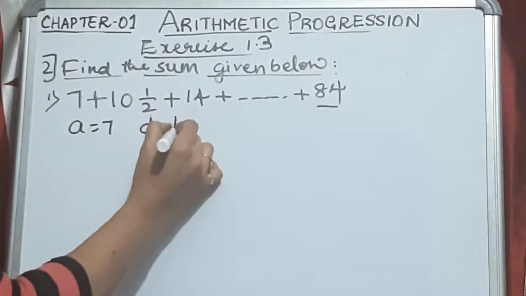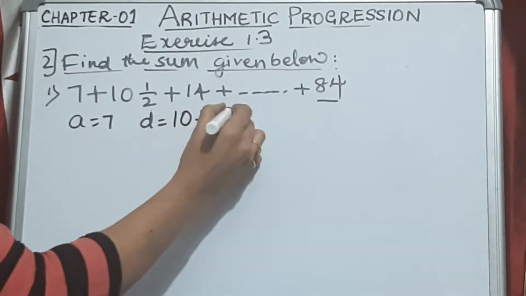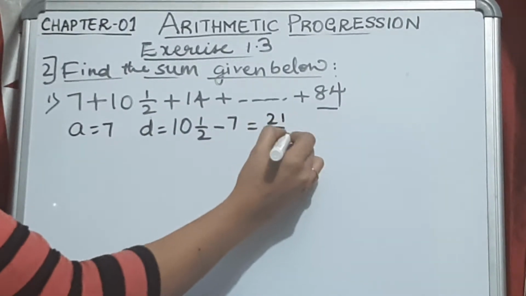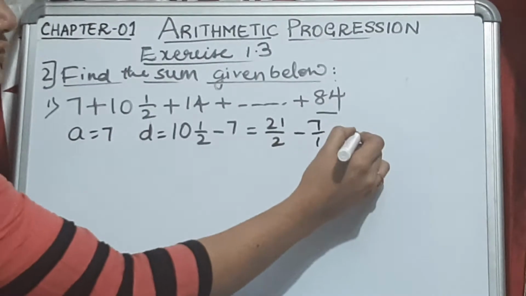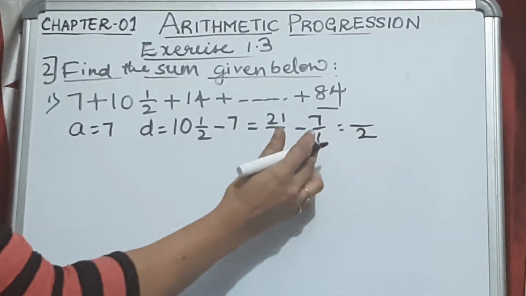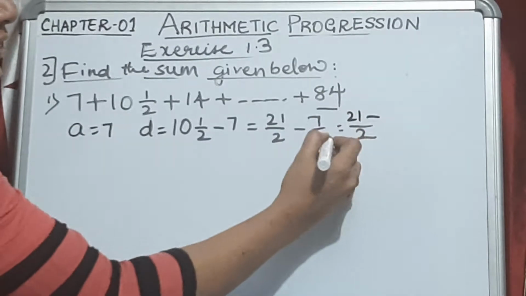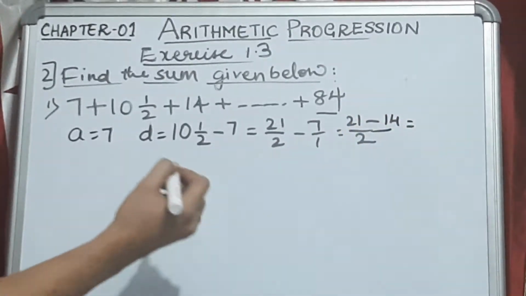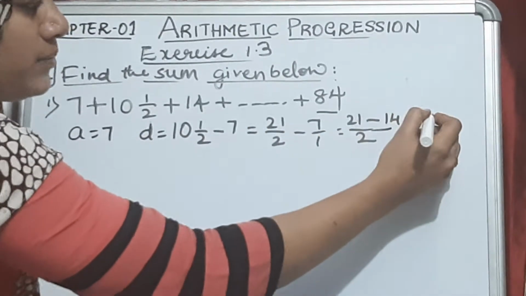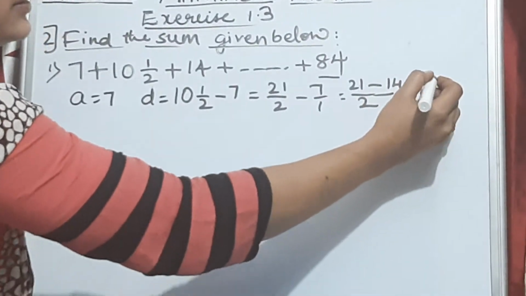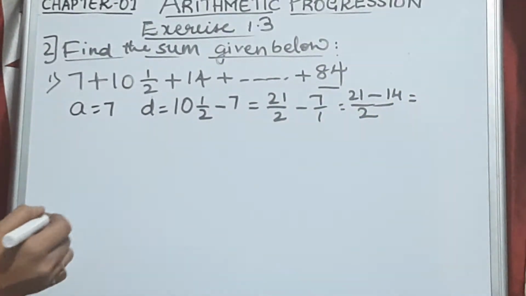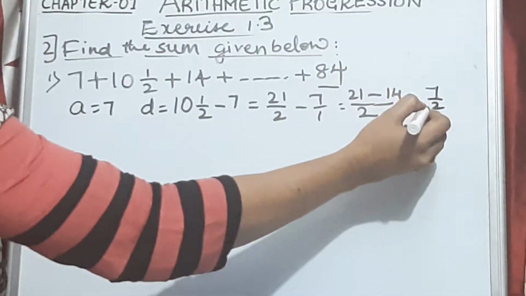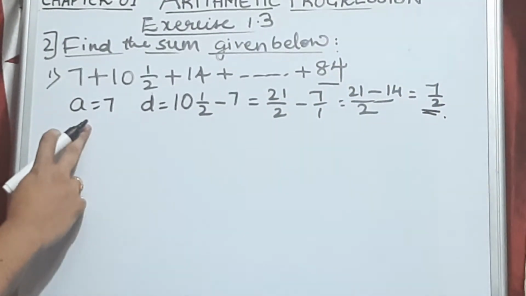10 and a half minus 7. Now 10 and a half: 2 tens are 20 plus 1, 21 by 2, minus 7. Take the LCM of this, 2 and 1, the LCM is 2 only. 2 to 21 only on this side. Here 2 sevens are 14. 21 minus 14 means 7. Again 7 by 2. This is our D. Okay, this is our A.